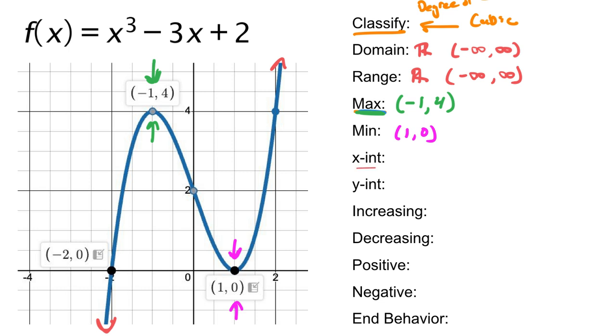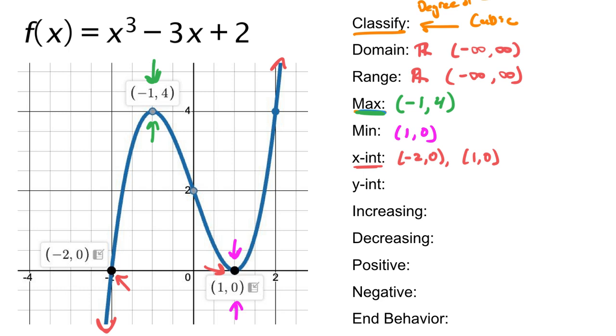What about an x-intercept? Where does this graph cross the x-axis? There's a point right there that crosses the x-axis, and right there that crosses the x-axis as well. So we'll list both of them. Negative 2, 0, and 1, 0. Notice these are coordinate pairs.